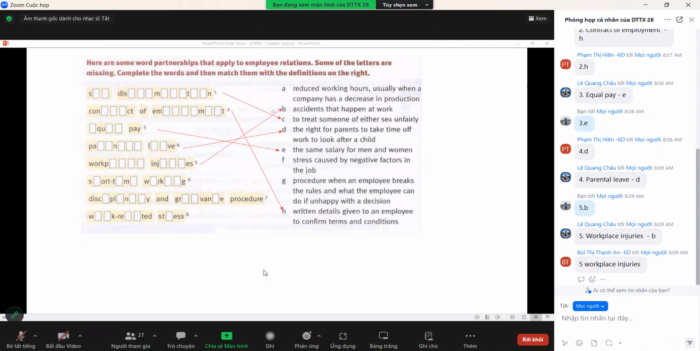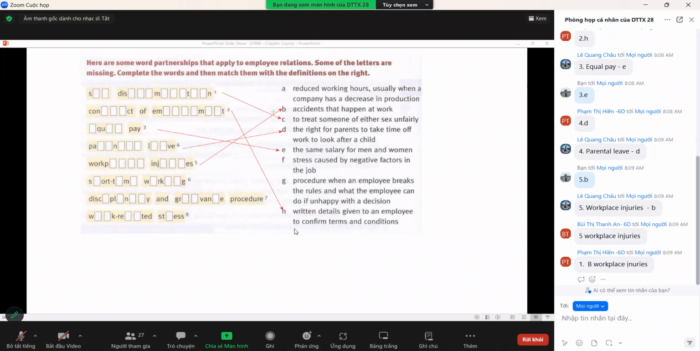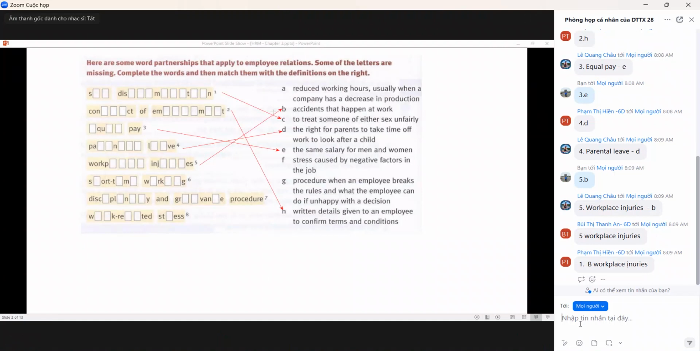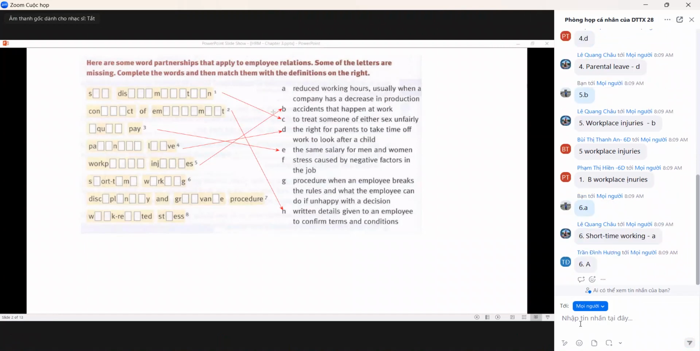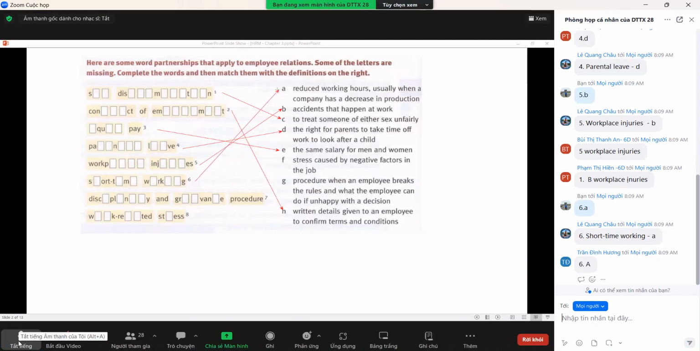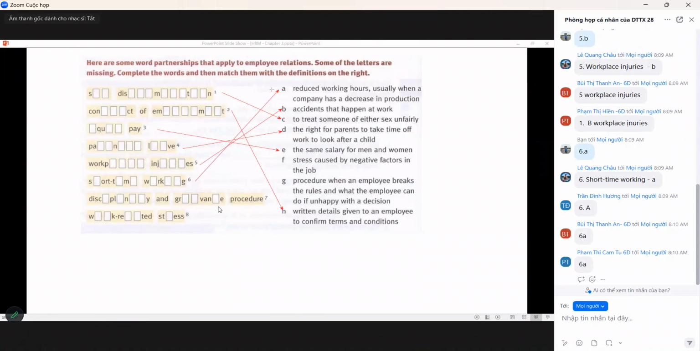Yes, right. Workplace injuries. Yeah, workplace injuries. How about 6? Number 6. Short time working. Short time working, 6A. Yeah. Yes. Này giảm giờ làm á.